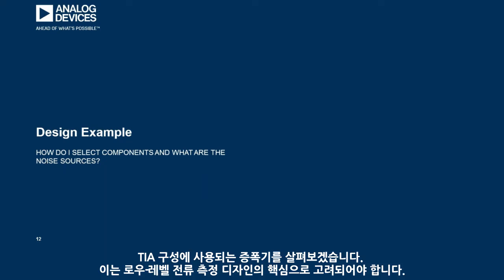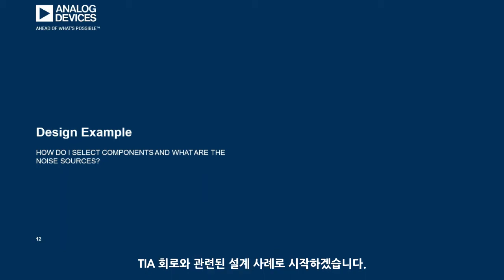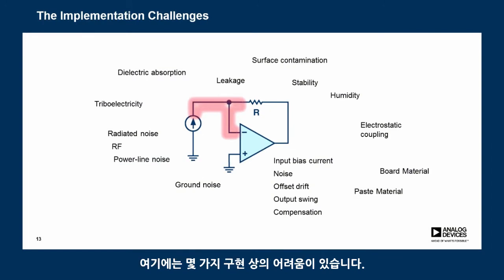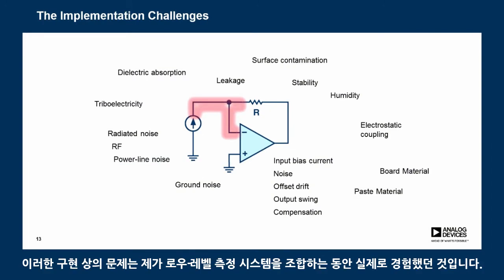So we look at amplifiers being used in TIA configurations, and we consider that as the core of low-level current measurement design. So I'd like to start by going through a design example around a TIA circuit. So here are some implementation challenges, and these are actually what I personally experienced while trying to put together a low-level current measurement system.